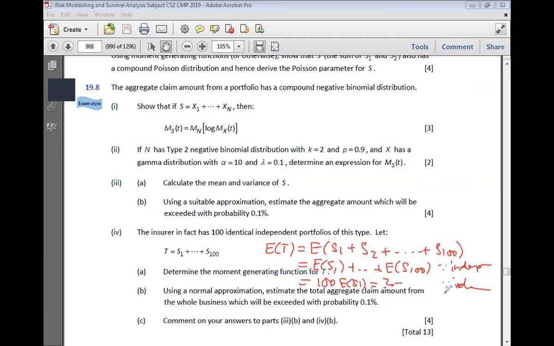So your T won't be 100 times S. If you write T as 100 times S, it would contradict what you have here. So what you can write is that expectation of T is 100 times expectation of S. This is correct, but this is not. Do you understand the difference? Yes, ma'am, got it. Okay.